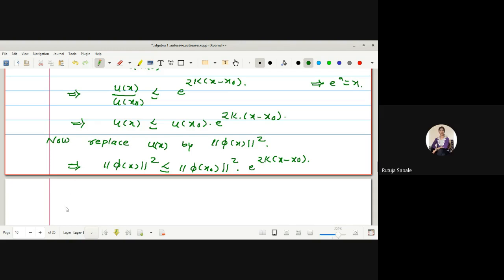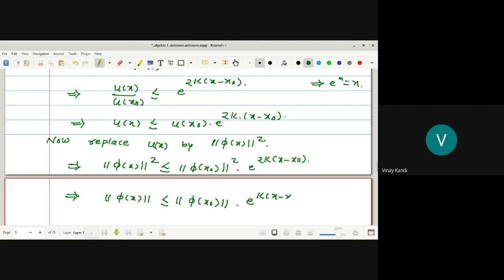No, sir. Now taking square roots on both sides, what we get? Phi of x is less than or equal to phi of x naught into e raised to k into x minus x naught. Give it as equation number 6. Up to here, any doubt? No, sir.